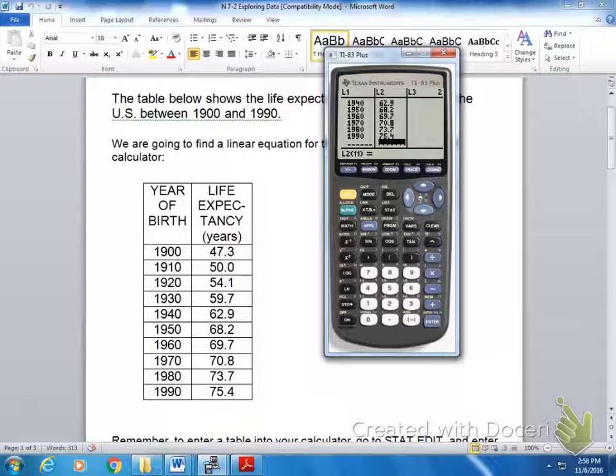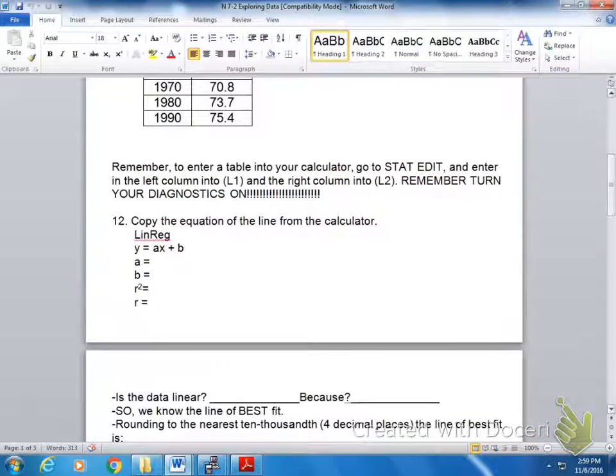So I'm going to kind of go up. It looks like my columns are matched. I'm going to make sure I don't have like 629 in there. Now, once we do that, I'm going to move down in my table here a little bit. It says, remember to enter in your calculator, go to Stat Edit. The left column is L1, the L2 column is Y.